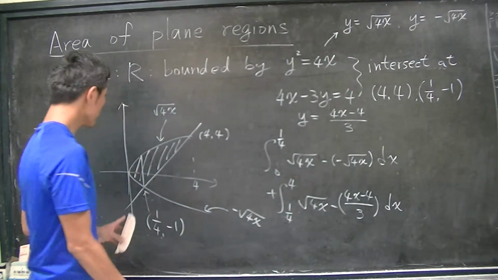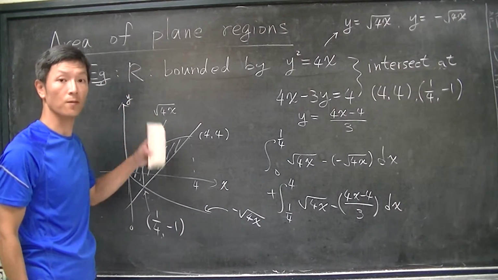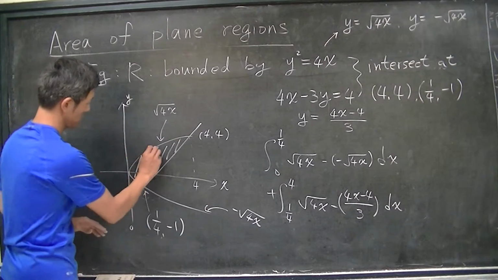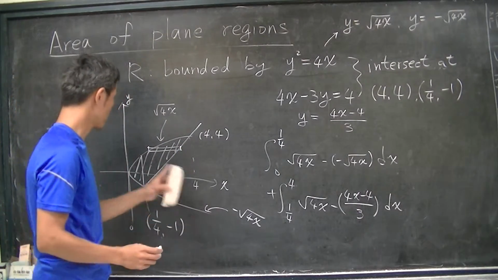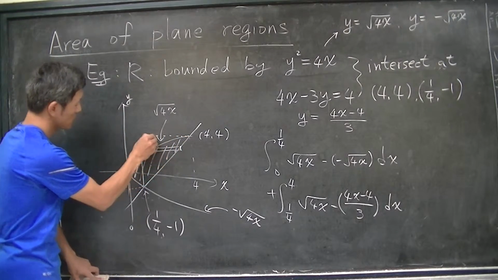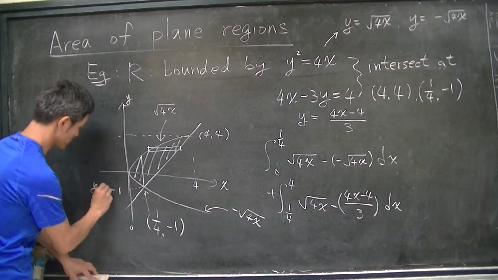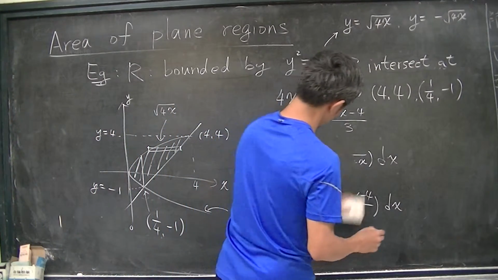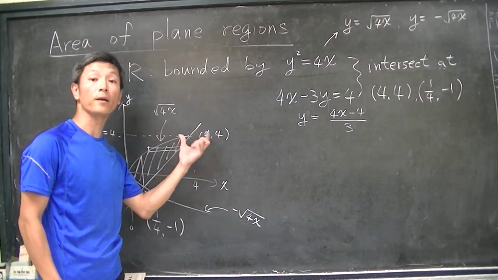Rather than consider x as the variable, if we consider y as the variable, we cut this piece in this direction. The rectangle we will have looks like this. With this approach, the range we need to consider is a range of y. It starts from y equals negative 1 to y equals 4.